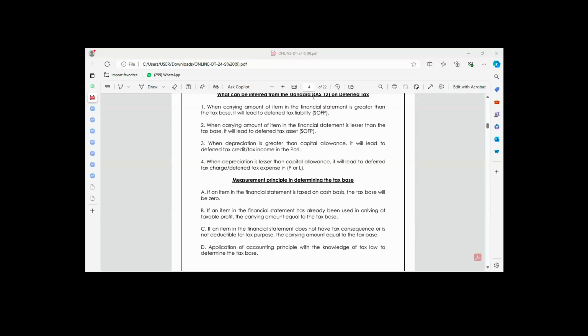The application of accounting principles with the knowledge of the tax law to determine the tax base, that is the last one. If you can know these four principles, you will be able to do this kind of question when you are to identify the tax base and the temporary difference.